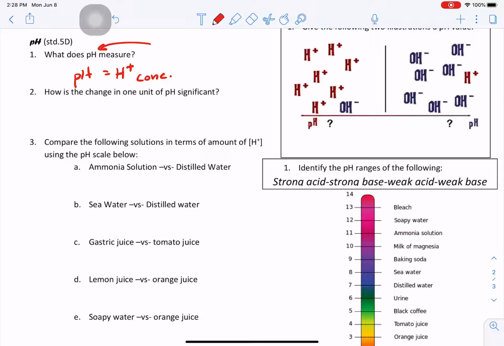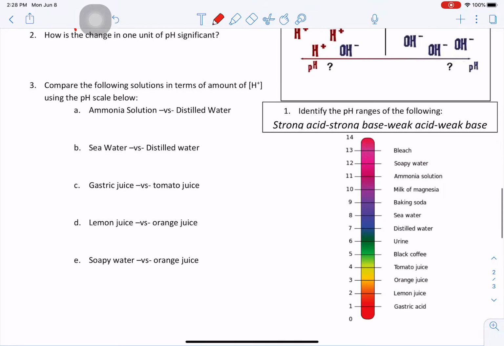Okay, so how is the change in 1 unit of pH significant? So if we look down here, let's start at something that's neutral, like water right here. Every pH jump by 1, if you're going down in pH, it's becoming 10 times more concentrated with H+ ions. Those brackets mean concentration. So it's 10 times more concentrated. So urine is 10 times more concentrated with H+ ions than distilled water.